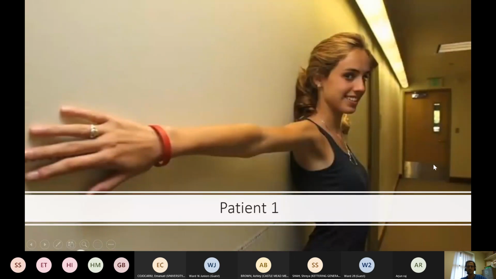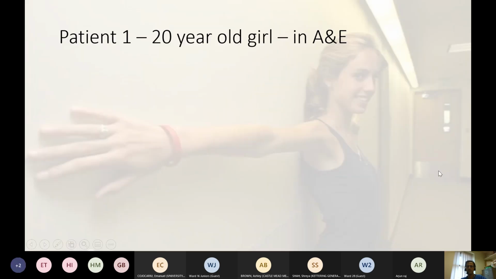Patient 1 is this young lady, a 20-year-old girl, and you're seeing her in A&E. She's presenting to you with the complaint of chest pain. So can anybody volunteer some questions that you might be asking her? Any possible diagnoses you might be thinking about?